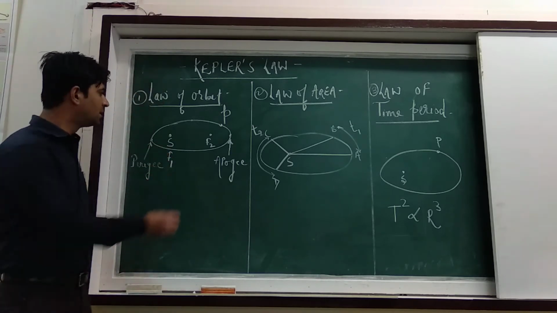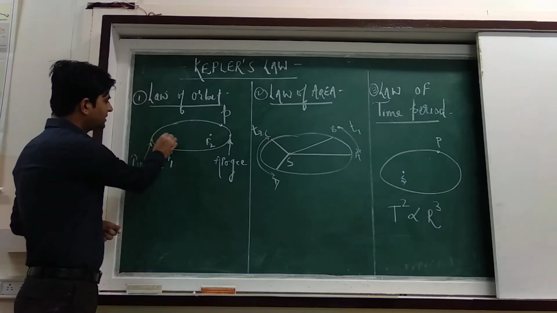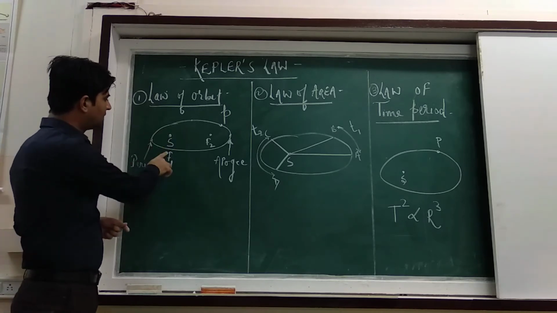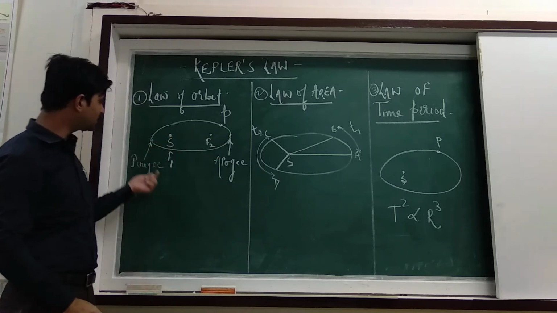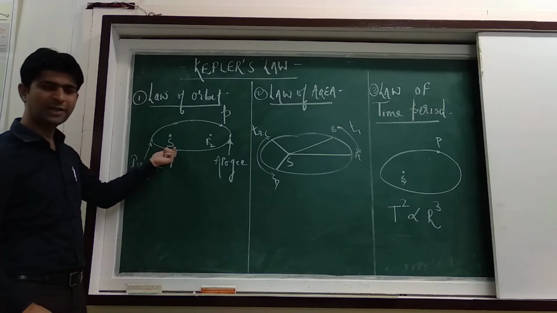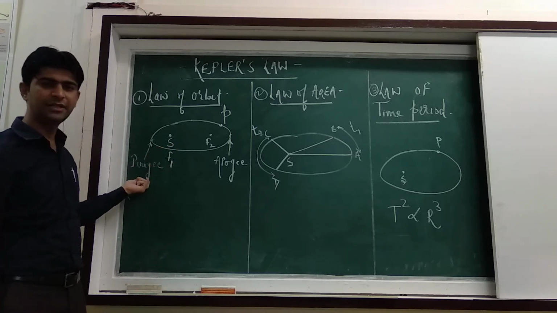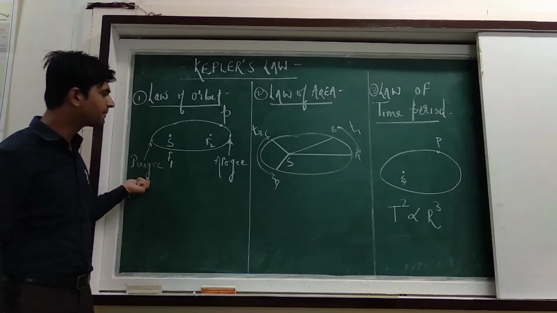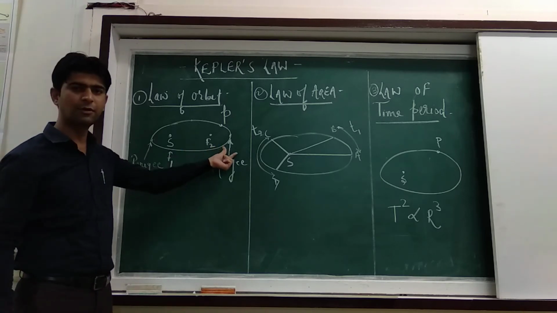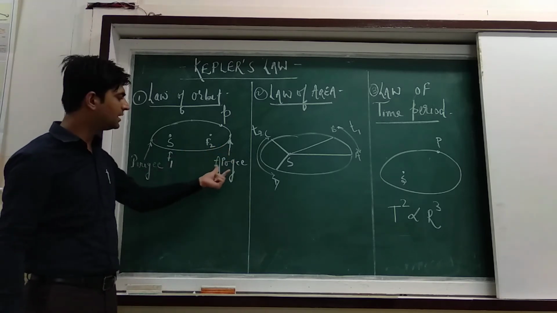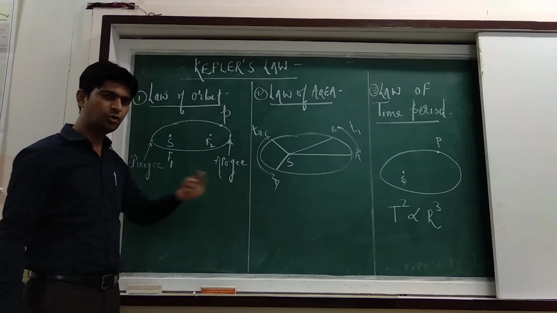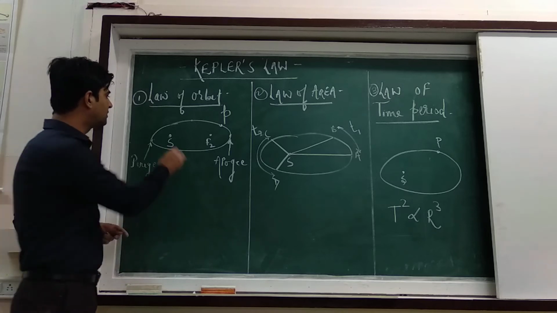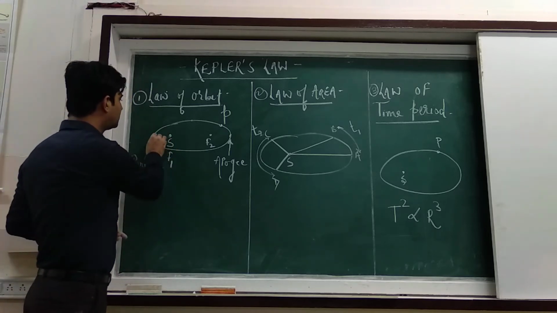If you see here, this distance is the closest distance from the sun. The distance is not even. The sun is near to this point and farther from this point. So the nearest point with respect to the sun is called perigee, which is also termed perihelion, whereas the farthest point from the sun in this elliptical orbit is called apogee, which is also referred to as aphelion. There are two important terminologies.